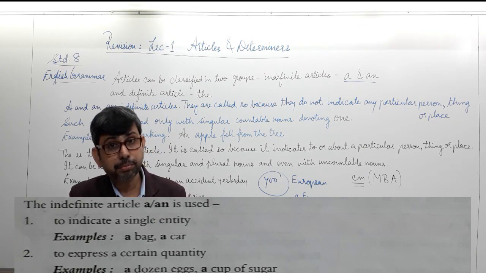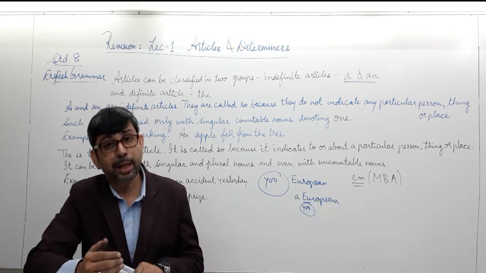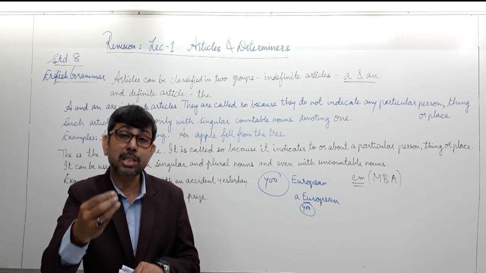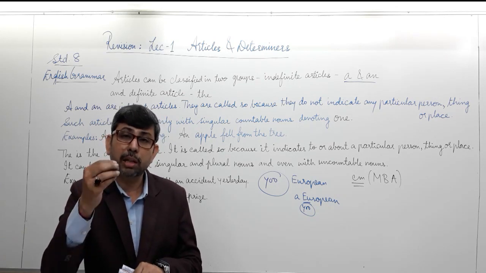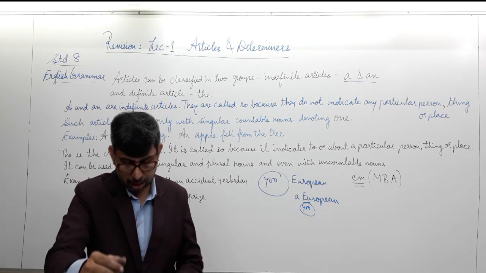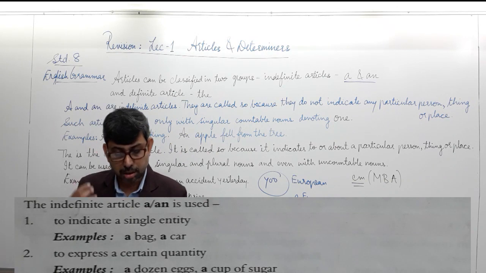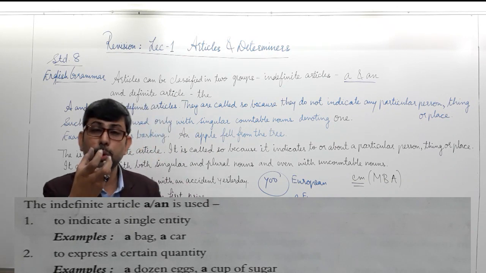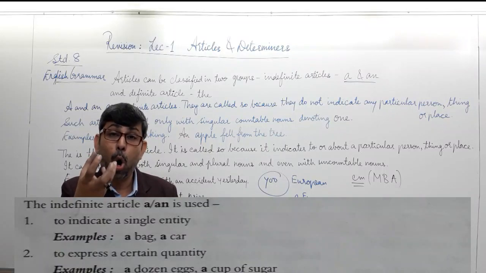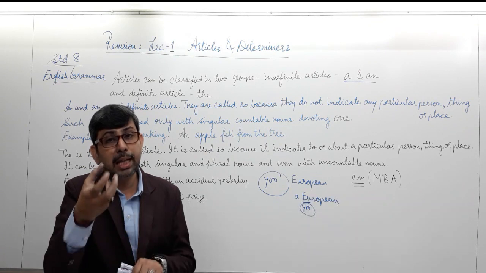Example, a bag, a car, a man, a woman. When you want to express the singularity of something, the singular entity of something, we rightfully use the article a before it. Similarly, the second use is to express a certain quantity of something. When you want to talk about the quantity of some object, we make use of the article a before it.